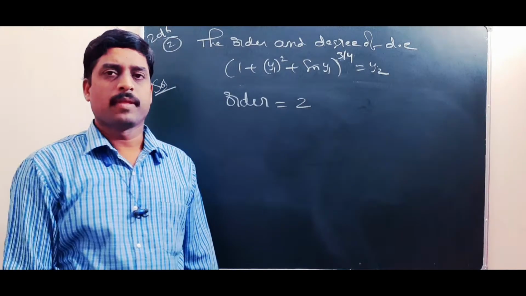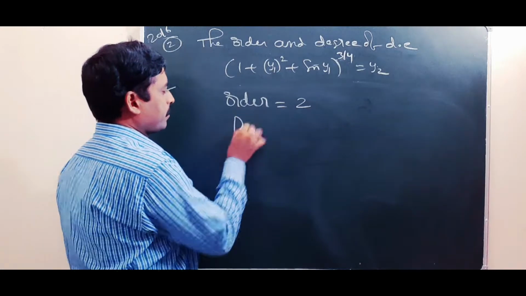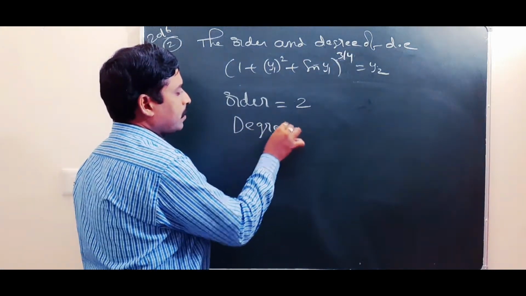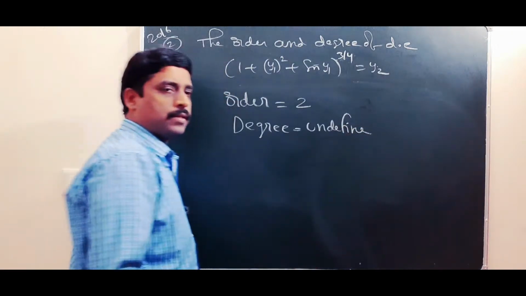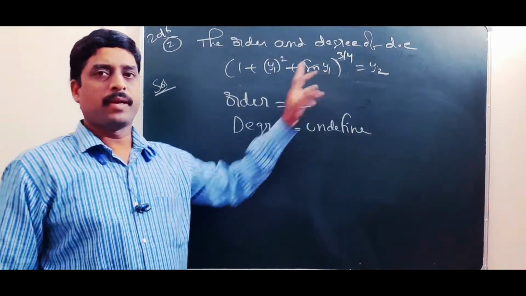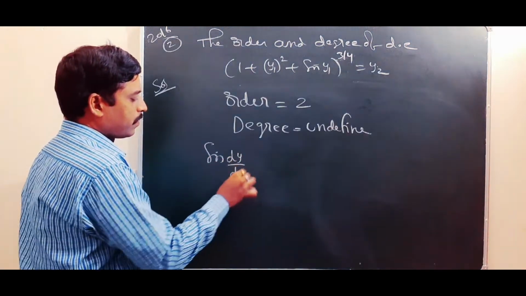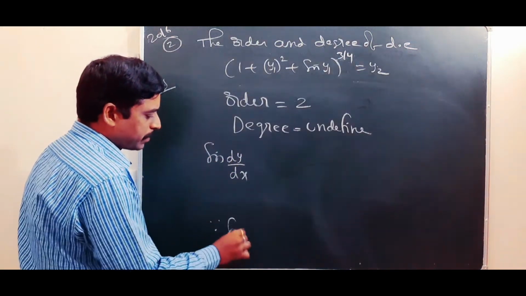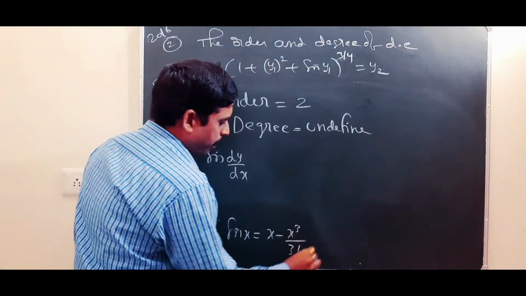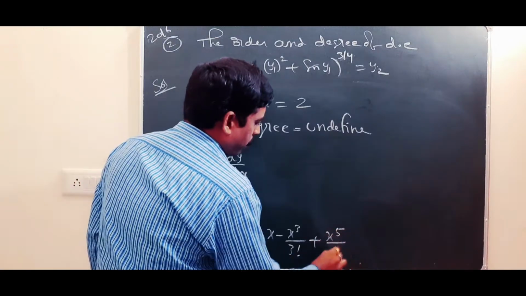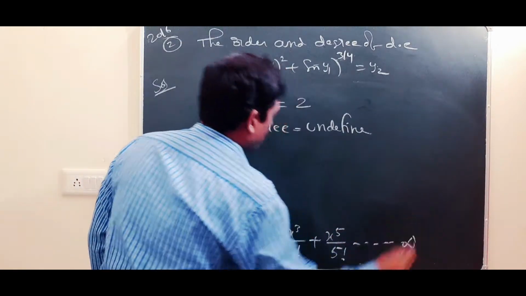What is order? The highest derivative of the differential equation. Now let me explain degree. Degree is undefined. Why? Because in this equation sin dy by dx is given. We have the sin x expansion: x minus x cube by 3 factorial plus x to the power 5 by 5 factorial, minus and so on up to infinity.